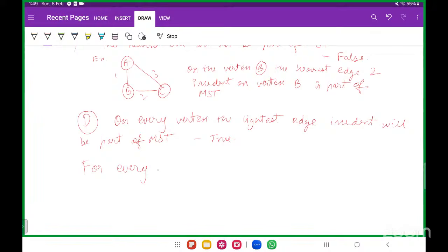So I think it said that the lightest weight incident for every vertex is a part of every MST. Yeah, every MST. That statement is also true, because it is mentioned that all edge weights are distinct. Since all edge weights are distinct, on each vertex the lightest edge weight must be unique, and if it is unique, then it must be part of MST. If the question had repeated edges, maybe two edges with weight one, both need not necessarily be present.